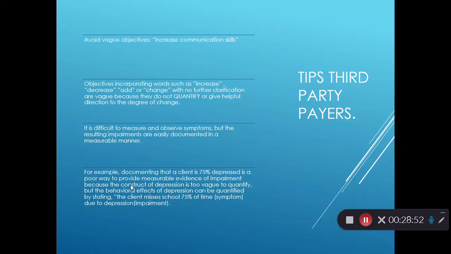And here's an example of using percentages. It says the client is 75% depressed is a poor way, because what is 75%? So instead, you might say client misses school 75% of the time, which is more specific and more quantifiable.